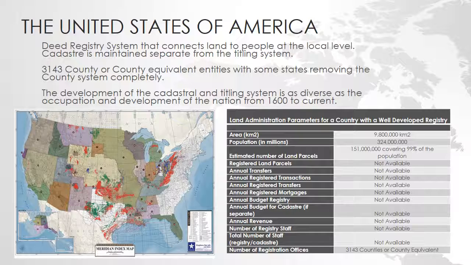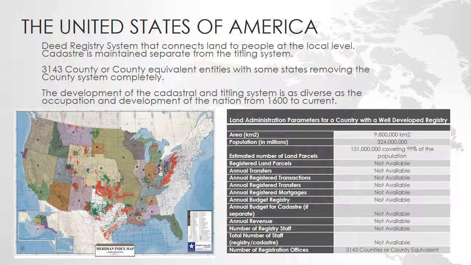As you can see on the left side of your screen, there's a map of the United States with the various survey systems in effect. Toward the northeast seaboard, the original 13 colonies in Texas, there's a colonial survey system. And then out toward a major portion of the western United States, the PLSS system exists.